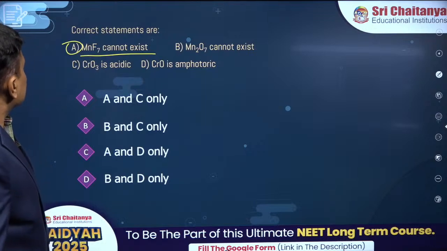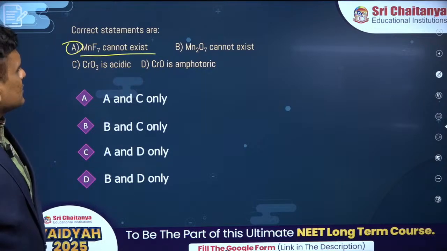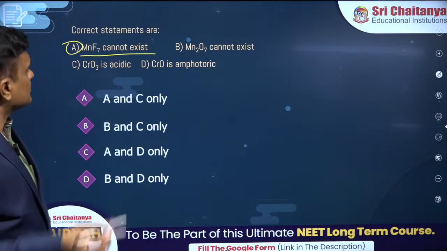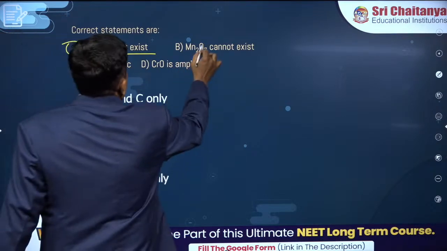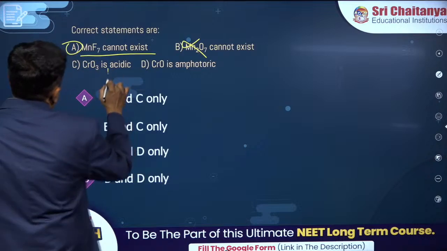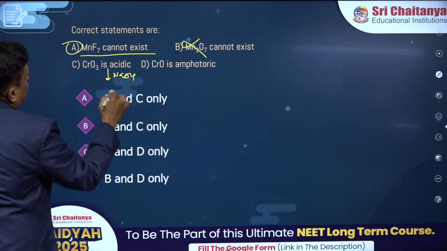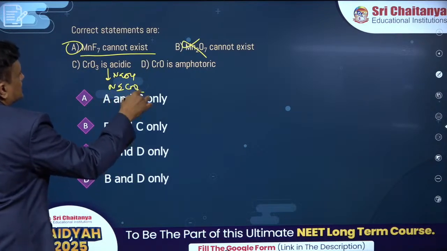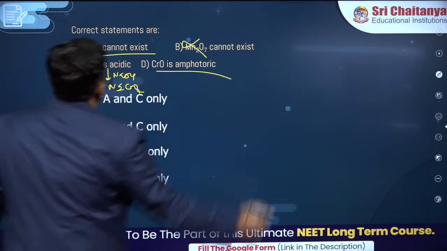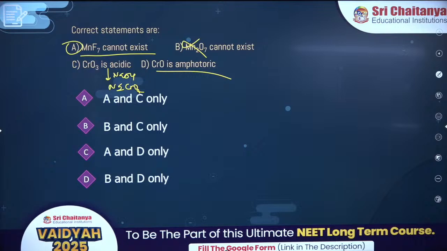What else? Mn2O7 cannot exist. Mn2O7 exists because 7 oxygens are around 2 manganese. That's not 1 manganese. So that exists. Right? This is incorrect. CrO3 is acidic. Correct. CrO3 by nature is acidic. That's the reason why it reacts with NaOH to give you Na2CrO4, isn't it? And CrO is amphoteric seems to be wrong, right? So A and C should be the right answer. Yes, correct. So CrO, as far as I know, is basic.